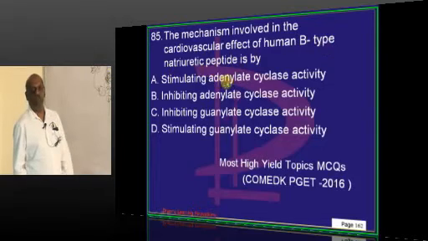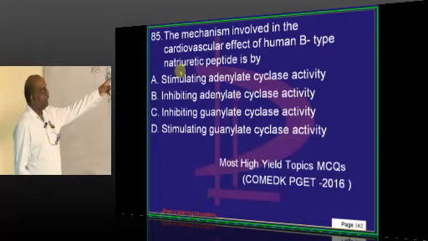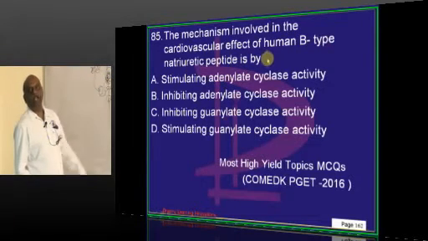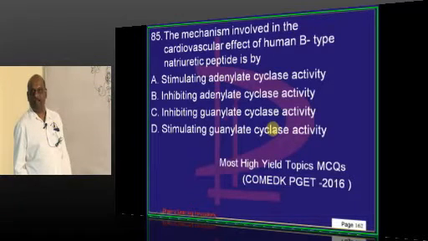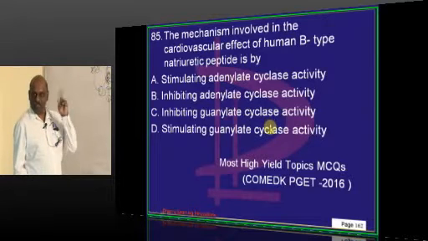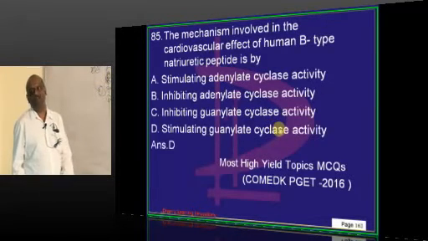Cardiovascular effect of natriuretic peptide. Natriuretic peptide uses cyclic GMP as a secondary messenger. Everyone knows this. If you didn't know that, you are the only one who didn't know that. One question definitely on secondary messengers in physiology.